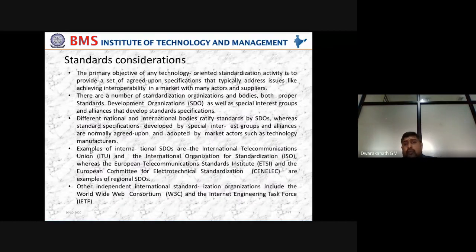The primary objective of any technology-oriented standardization activity is to provide a set of agreed upon specifications that typically addresses issues like achieving interoperability in a market with many actors and suppliers. Underline this. What is this?